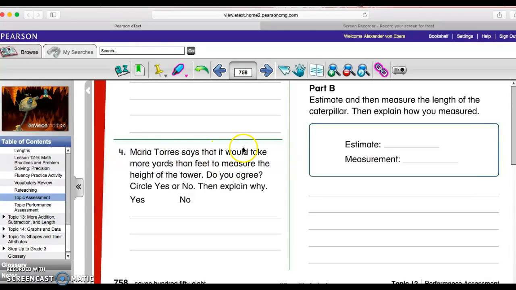Maria Torres says that it would take more yards than feet to measure the height of the tower. Take more yards than feet. Do you agree? Circle yes or no, then explain why.